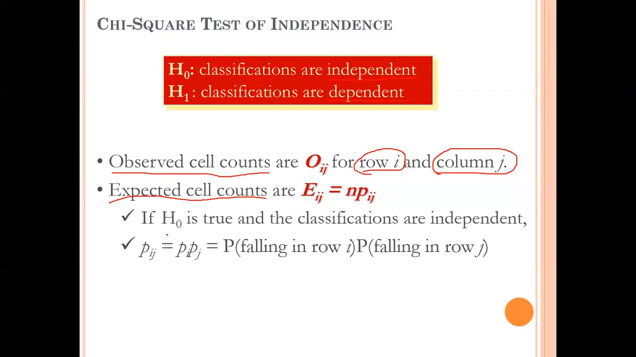Let's say the null hypothesis is true and the classifications are independent. If the null hypothesis is true and the classifications are independent, then the proportions are equal to each other.